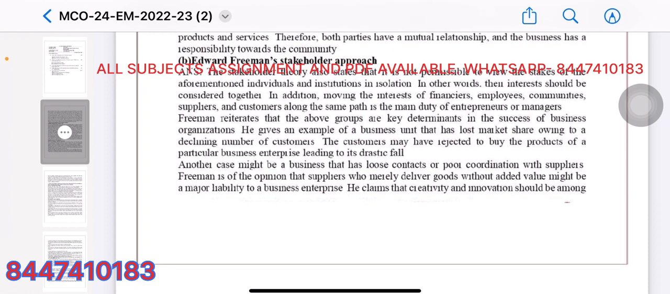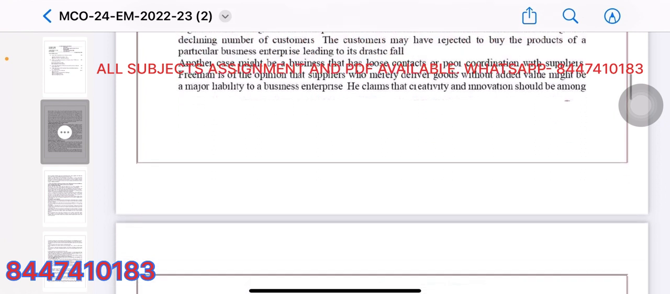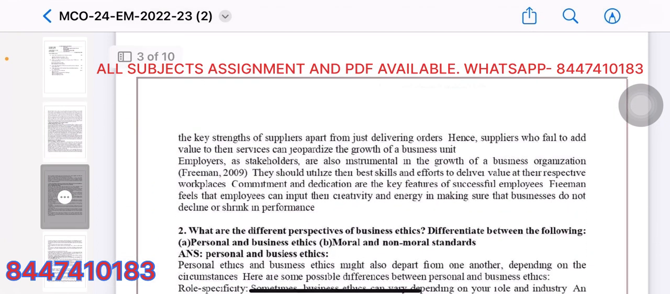He claims that creativity and innovation should be among the key strengths of suppliers, apart from just delivering orders. Hence, suppliers who fail to add value to their service can jeopardize the growth of a business unit. Employees as stakeholders are also instrumental in the growth of a business organization. They should utilize their best skills and efforts to deliver value at their respective workplace. Commitment and dedication are the key features of successful employees. Freeman feels that employees can put their creativity and energy into making sure that the business does not decline or shrink in performance.